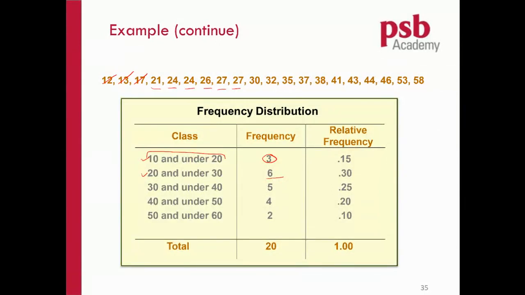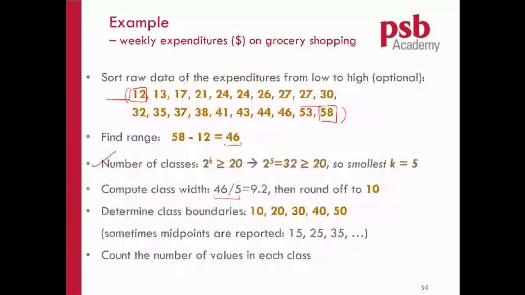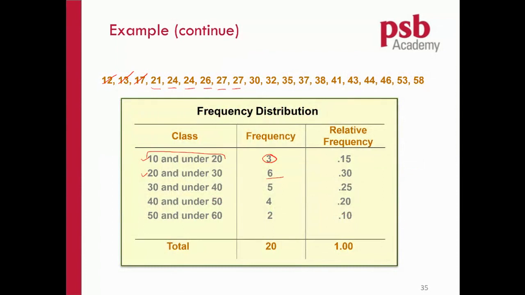So we start out with 10. 10 to 20, then 20 to 30. Here, under 20 means it does not include 20. It's up to 19.9999. You put under 20 because this is weekly expenditure. Weekly expenditure is a money value, and money can have decimals. You can spend 19.99, so it is still included below 20. Right, that's how you figure this out.